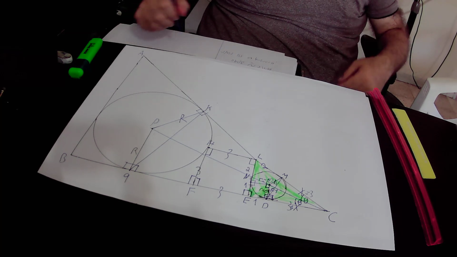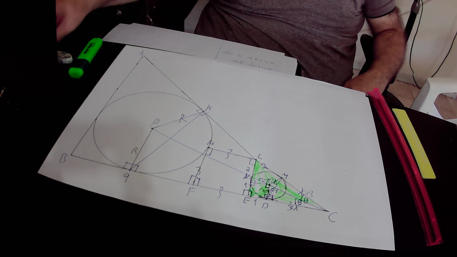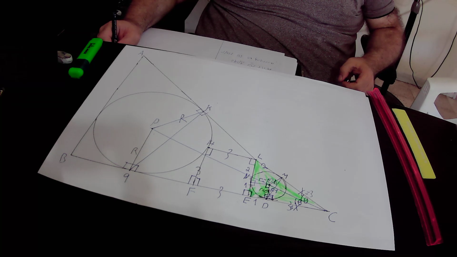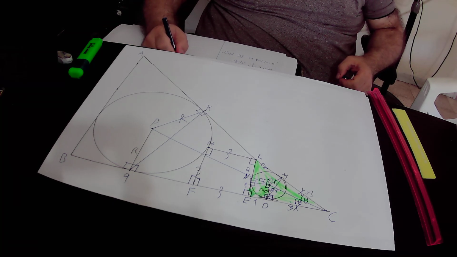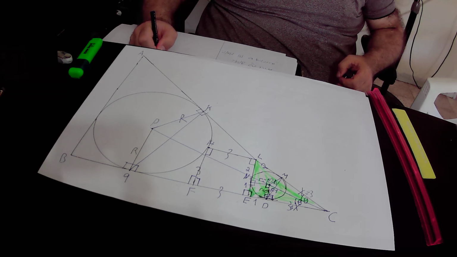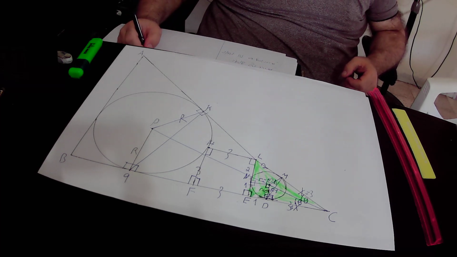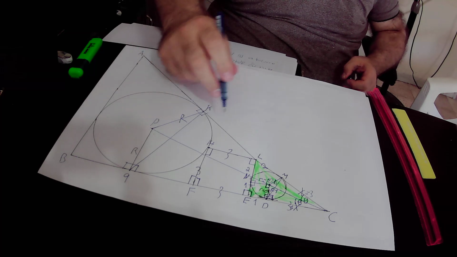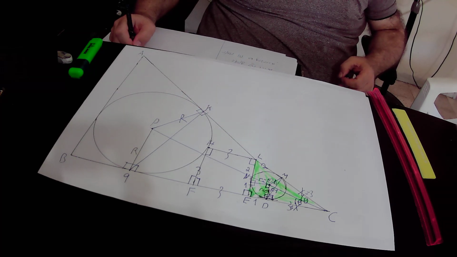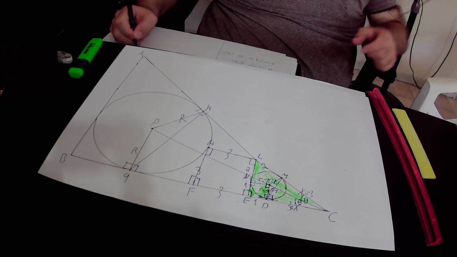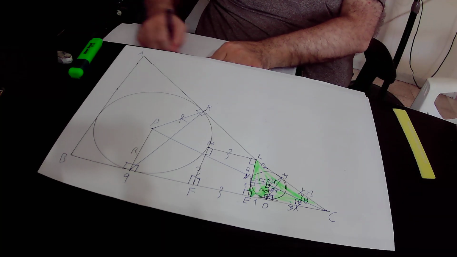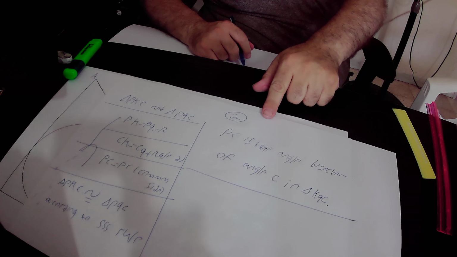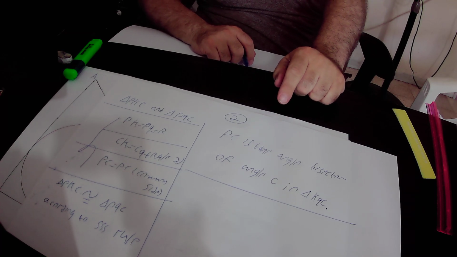Of angle C. PC is the angle bisector of angle C. It's angle C in triangle KQC. Okay, again, PC is angle bisector of angle C in triangle KQC.